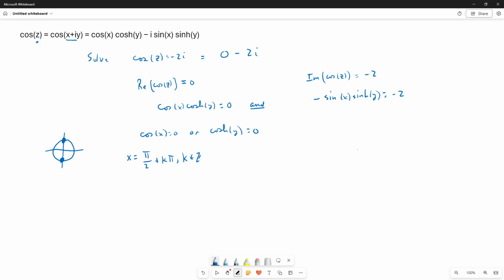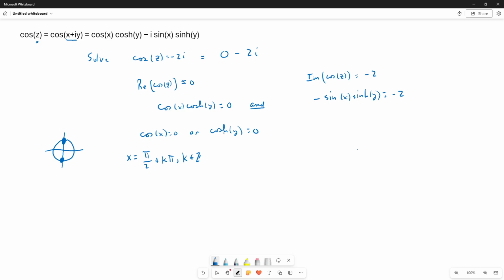Here's pi over 2 at the top. Pi over 2 plus pi is at the bottom. Pi over 2 plus 2 pi is at the top again. Pi over 2 minus pi is at the bottom. Pi over 2 minus 2 pi is at the top again. Okay, so that's when cosine of x is equal to 0.